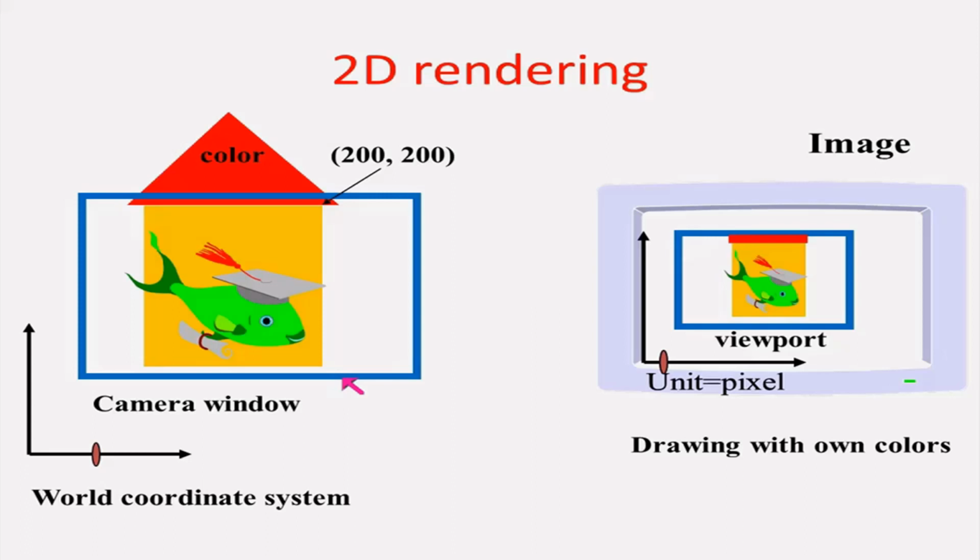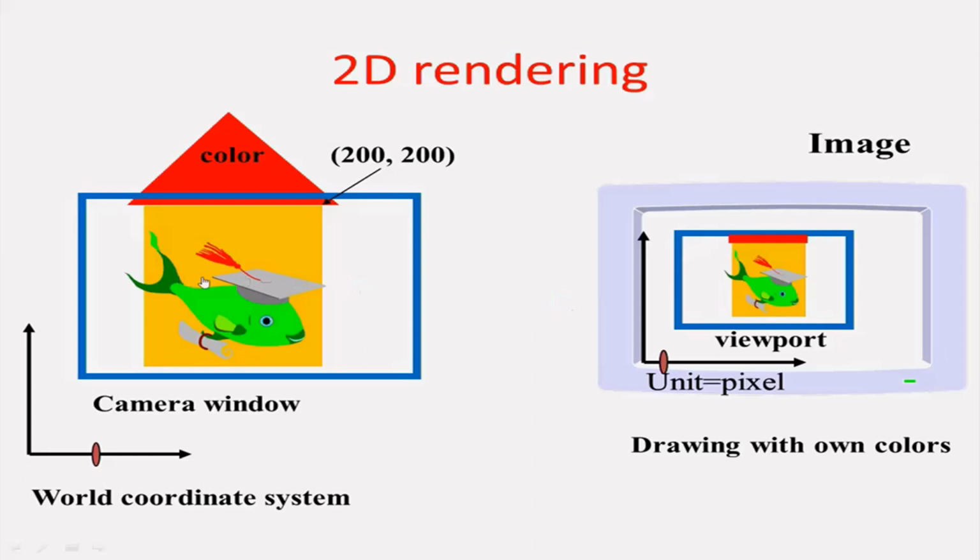This rectangle has edges parallel with the coordinate axes. Similarly, the viewport has edges that are parallel with edges of the computer screen. Rendering finds a correspondence between pixels of the viewport and the camera window. This correspondence can be established from two opposite directions.